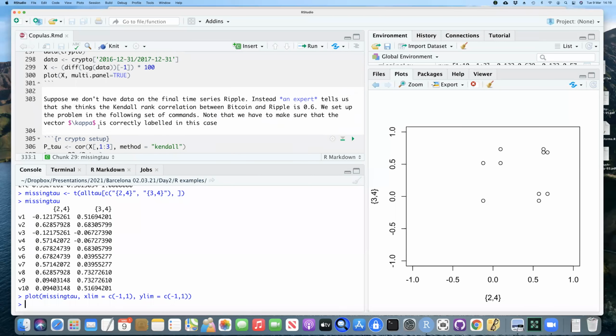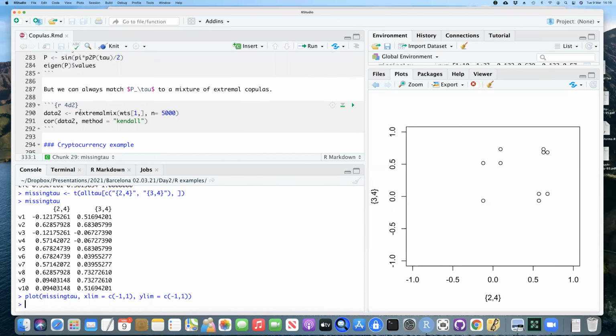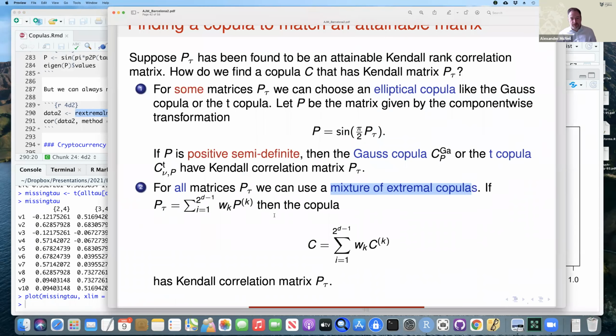Well, maybe going back to when I do this, R extremal mix, and I take the weights. When I do that, that is what I'm doing here. I'm taking points from this mixture of the extremal copulas, and I can always do that if the matrix is attainable.